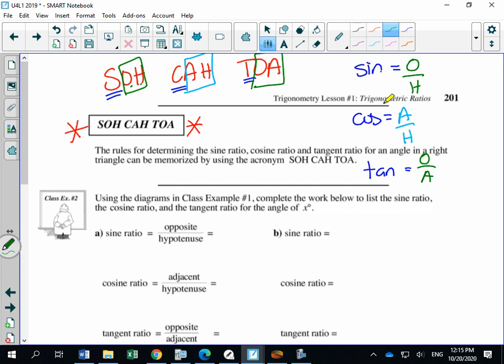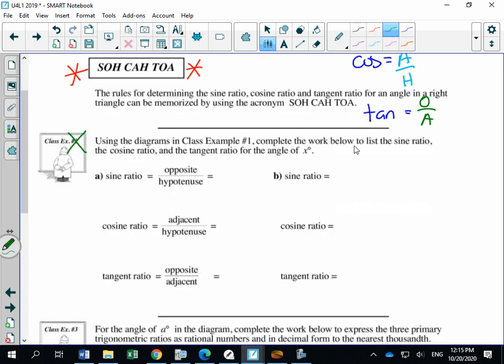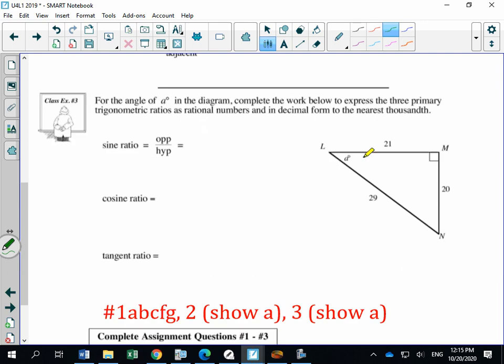We're going to skip class example number 2 because the triangle is on the other page, and we're just going to go to class example 3. For class example 3, it says for the angle A in the diagram, complete the work to express the three primary trig ratios. So here's the first thing that you do. On your triangle, give your given angle a set of eyeballs and label the three sides. That's where we always start.